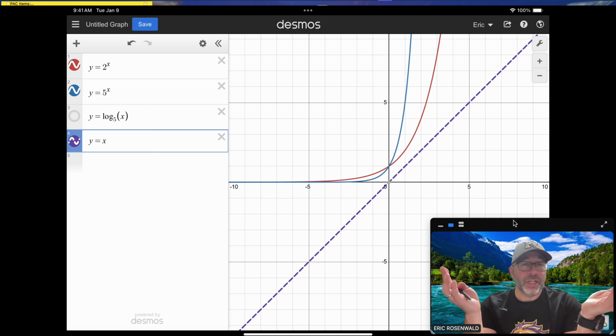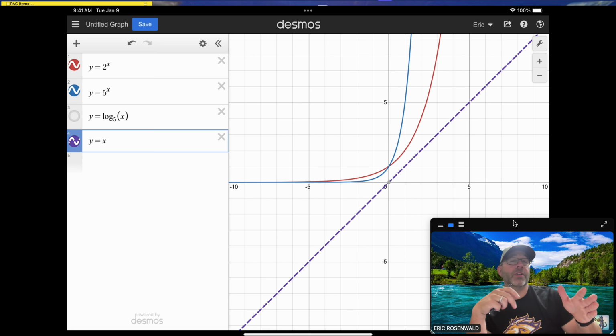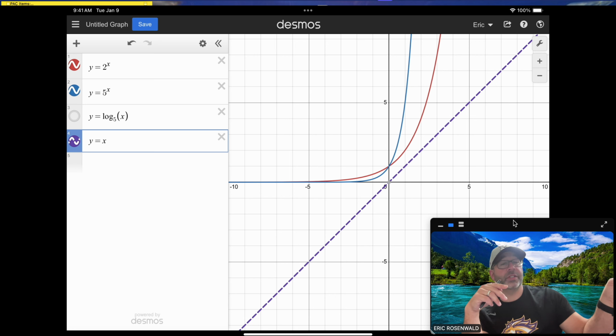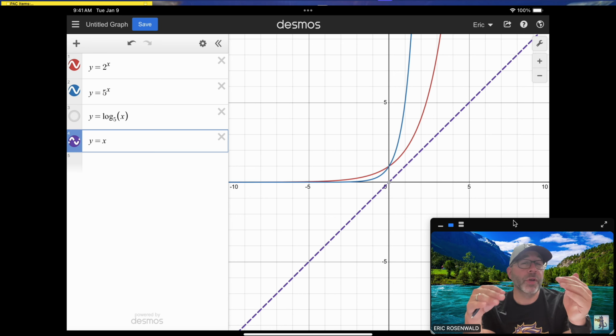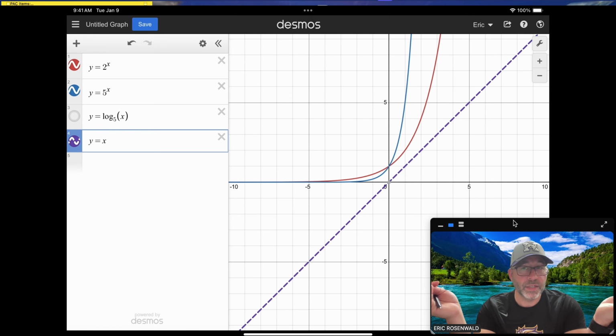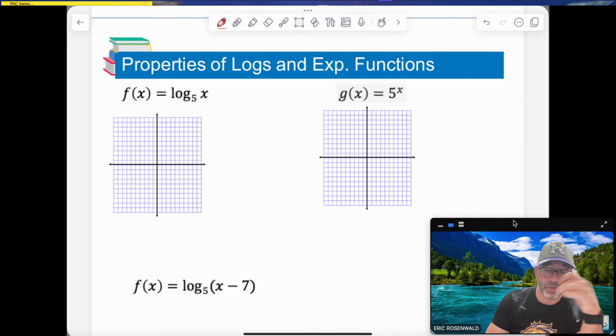The domain doesn't change for y equals 2 to the x or y equals 5 to the x. It goes to the left forever and it goes to the right forever. You can't really see the right side too well because it goes so quickly to the right and up. Okay. Well, what about the range? When we look at the range for this, it goes up forever. But what happens is you'll notice that this doesn't actually go below the x-axis. Why is that? And what does that do as far as our range goes?